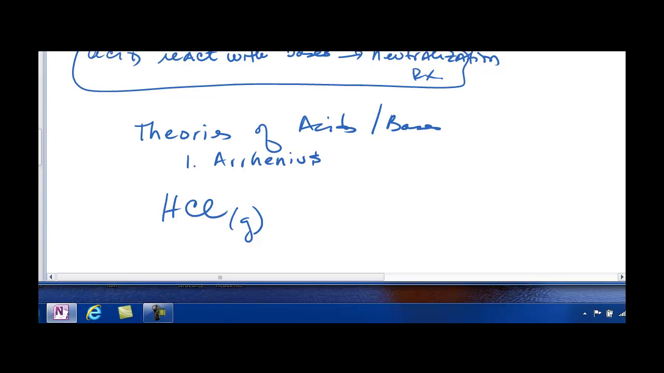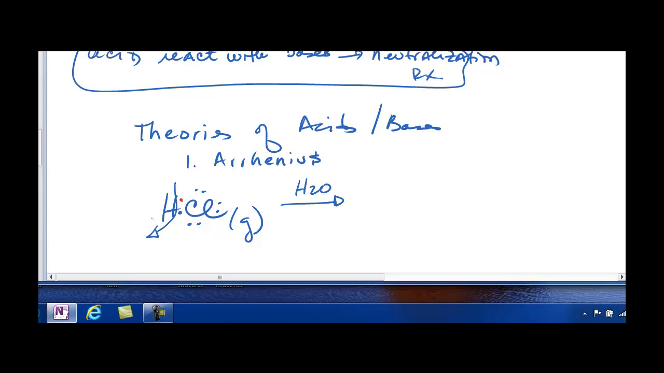Hydrogen has how many valence electrons? 1. And Cl has 7. And we share them, so that makes chlorine 8, and that's an octet. But if you bubble hydrogen chloride gas in water, if you put it in an aqueous solution, this bond that is composed by an electron pair is going to be broken.